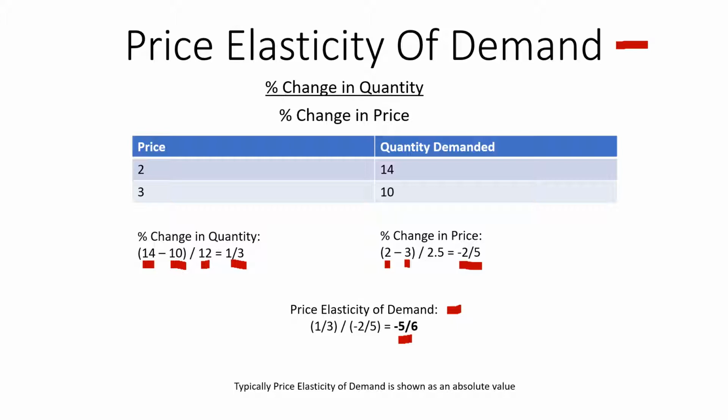This tells us that if we increase price by 1%, quantity demanded will go down by 5/6%.